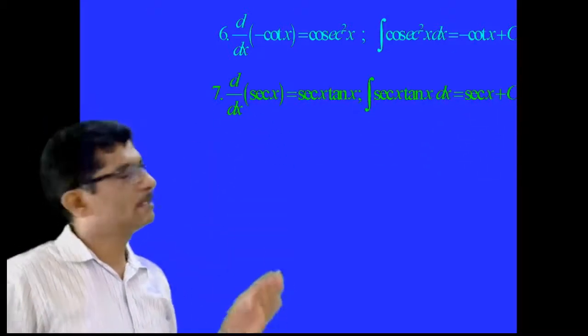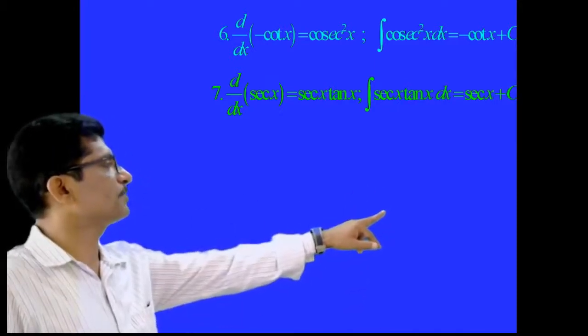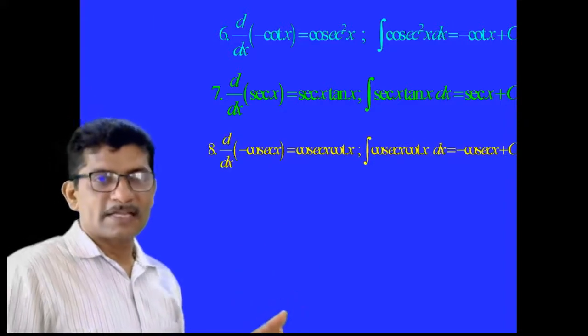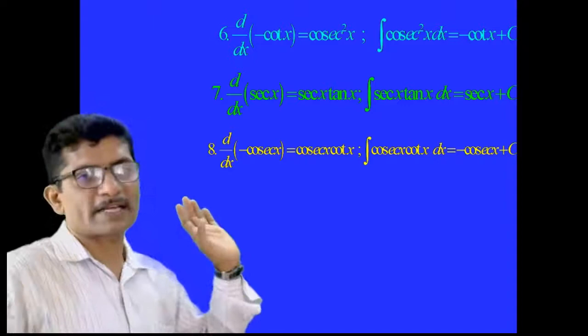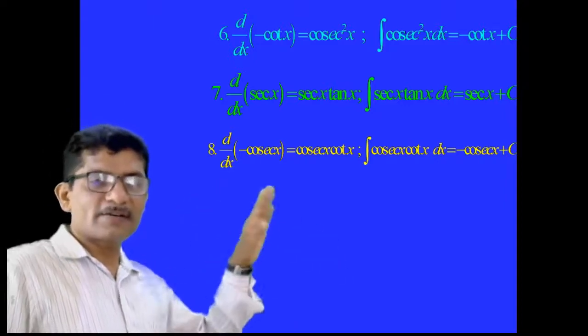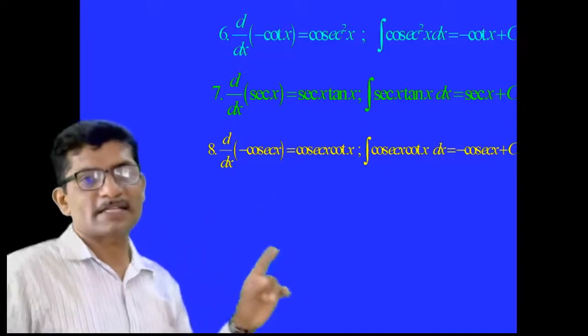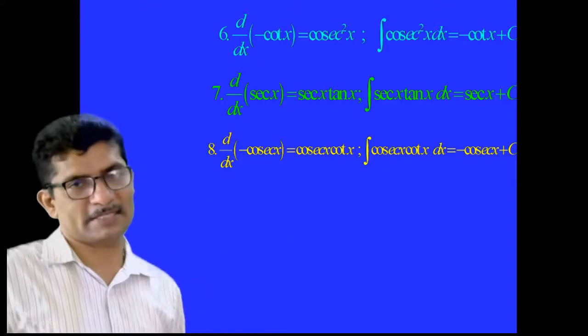And the seventh one, the derivative of secant x is equal to secant x into tan x. Therefore, integration of secant x into tan x is equal to secant x. The eighth one is the derivative of cosec x is equal to minus cosec x into cot x. Similarly, the derivative of minus cosec x equals cosec x into cot x. Therefore, integration of cosec x into cot x is equal to minus cosec x.